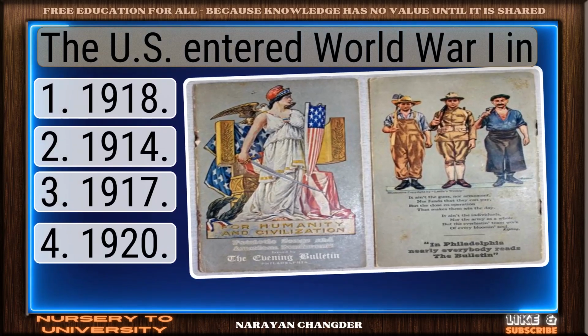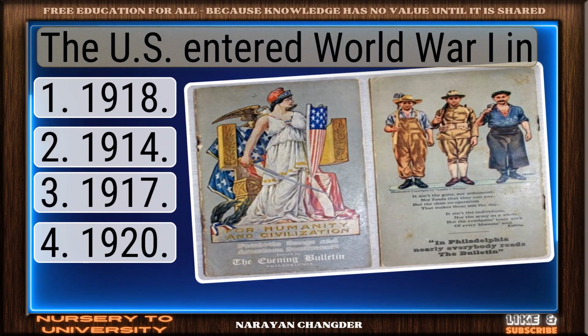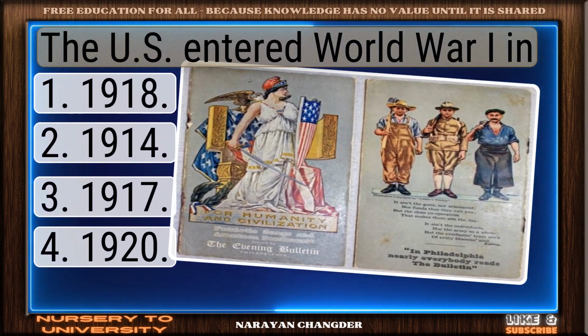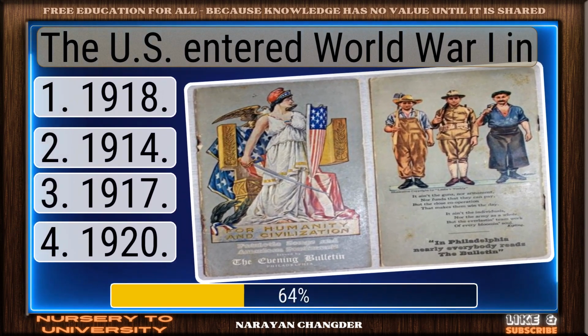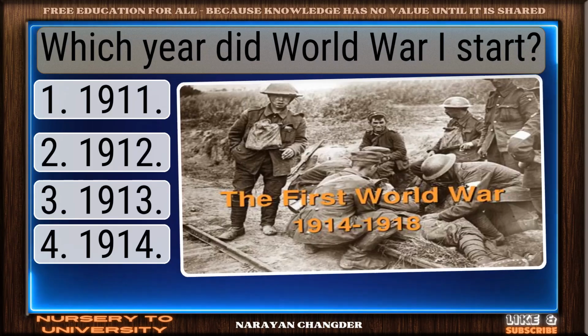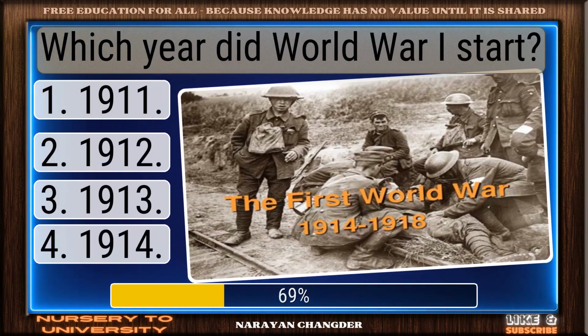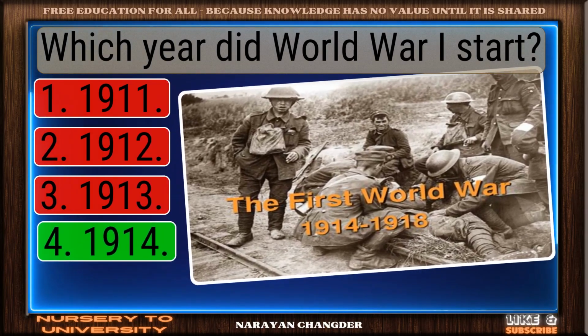Can you solve all these World History questions? The US entered World War I in. Right choice. 1917 is best. Which year did World War I start? Clear logic. 1914.